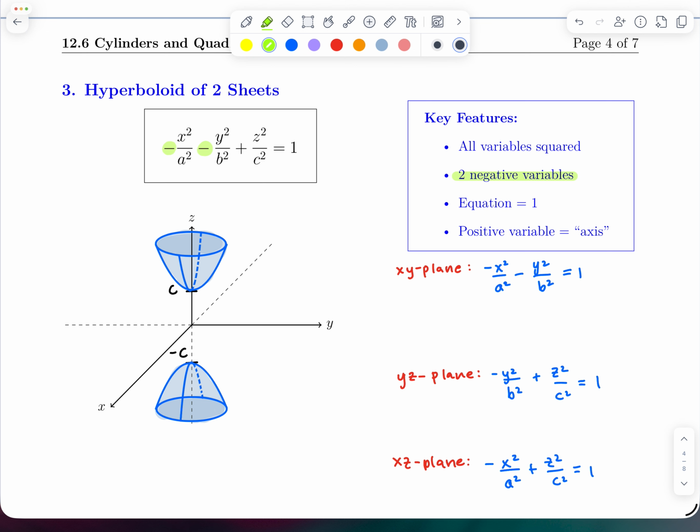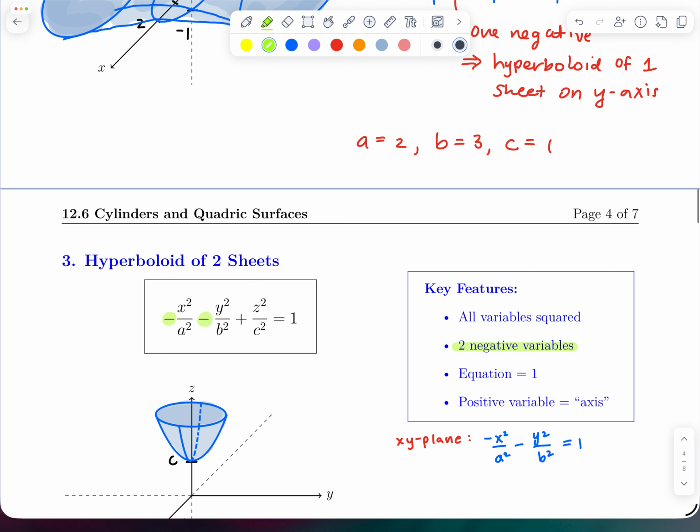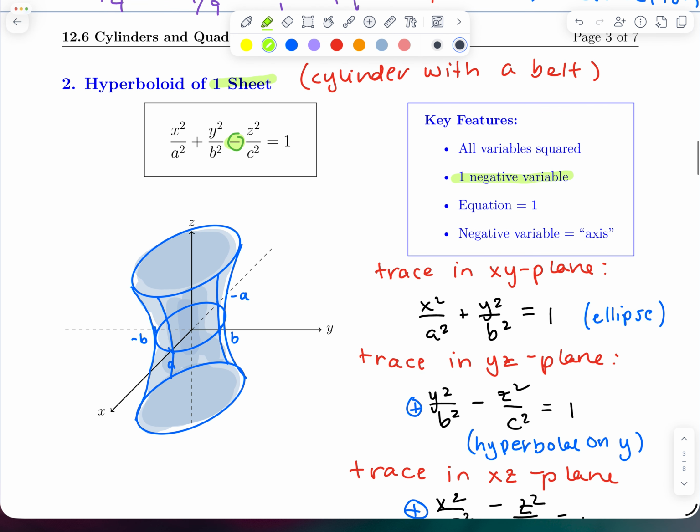Once you have put your equation in standard form, you'll see that all of your variables are squared. The equation is equal to 1, and when you make sure that the equation is equal to 1, you end up with two negative terms. And whatever your positive variable is ends up being your axis. In the hyperboloid of one sheet case, whatever your negative term was your axis.